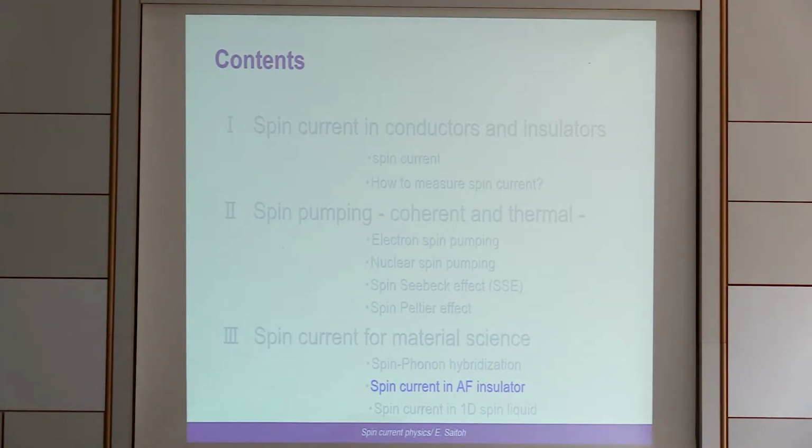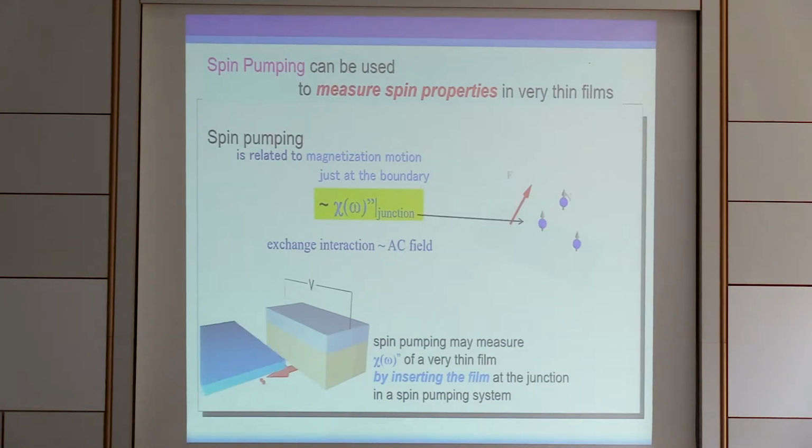Okay, finally, I'd like to show some data in the antiferromagnet. In fact, spin pumping can be used for measuring the magnetic property in very thin films, because spin pumping is related to the magnetization just at the boundary to the conductor. So it means that it is very sensitive to the magnetic susceptibility. So spin pumping may measure the susceptibility of a very thin film by putting the thin film at the junction in a spin pumping system like this.